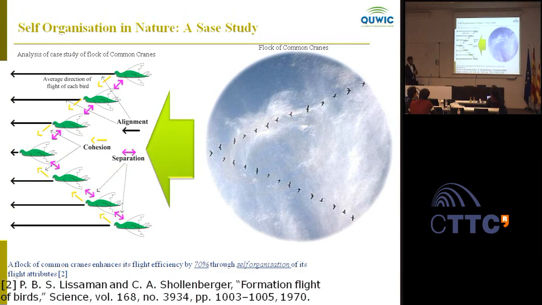I don't understand the difference between cohesion and separation. Separation is they don't tend to collide with each other, they keep distance. Okay, and cohesion is they don't go too far apart. They keep the angle, you mean? Yeah, they keep the angle.